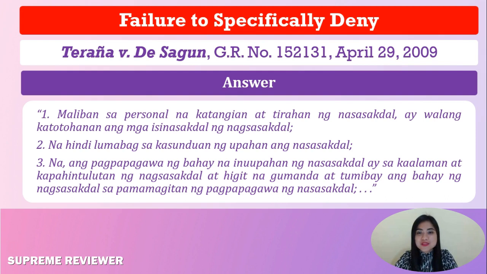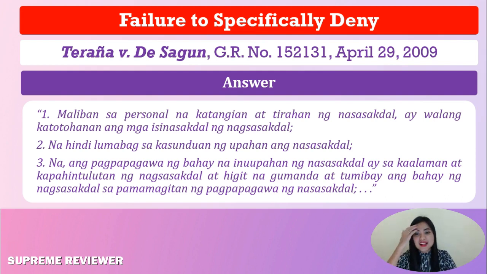Okay, here is another case showing failure to specifically deny, Terania versus Desagon. The petitioner's denial in her answer consists of the following. Number 1. Maliban sa personal na katangian at tirahan ng nasasakdal, ay walang katotohanan ang mga isinasakdal ng nagsasakdal. Number 2. Na hindi lumabag sa kasunduan ng upahan ang nasasakdal. And number 3. Na ang pagpapagawa ng bahay na inuupahan ng nasasakdal ay sa kaalaman at kapahintulutan ng nagsasakdal at higit na gumanda at tumibay ang bahay ng nagsasakdal sa pamamagitan ng pagpapagawa ng nagsasakdal.